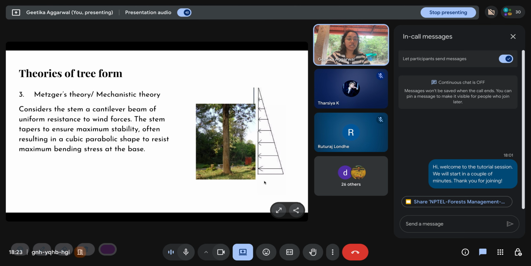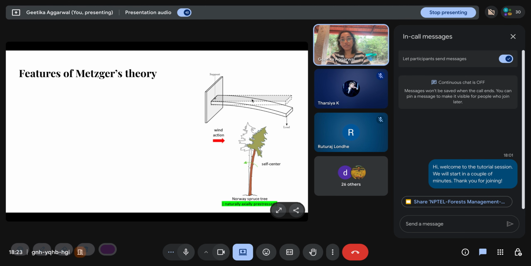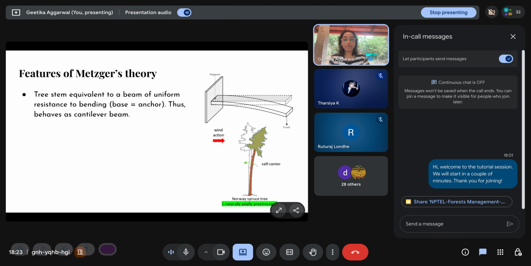So if you look at this image here, you see that this is the maximum amount of force will be applied here, and as you go above, the force decreases. So again, coming to the features of Metzger's theory, this is what a cantilever beam looks like. This is the support anchored at one point, which we see is at the base of the tree, and this is where the load is getting applied. So the wind applies a lot of force here, and at the base is where the cantilever needs to be strongest so as to prevent breaking of the tree.